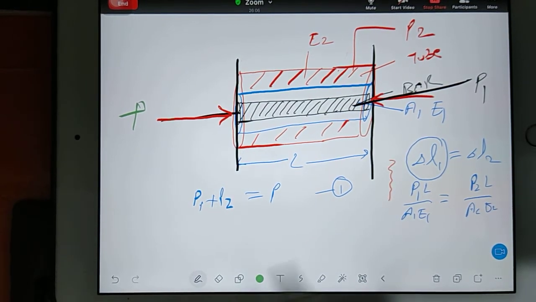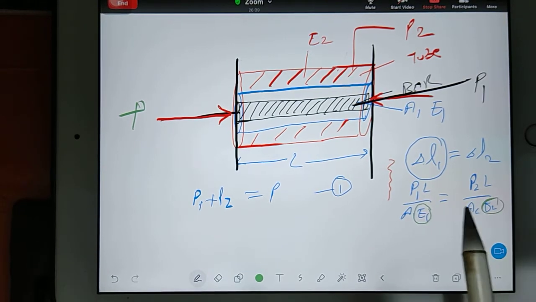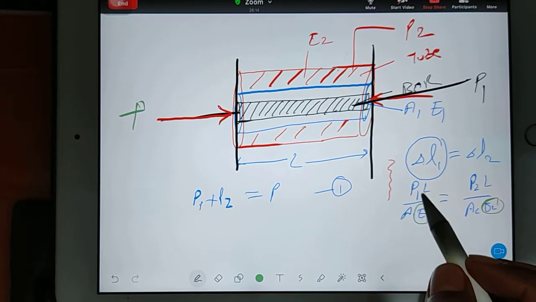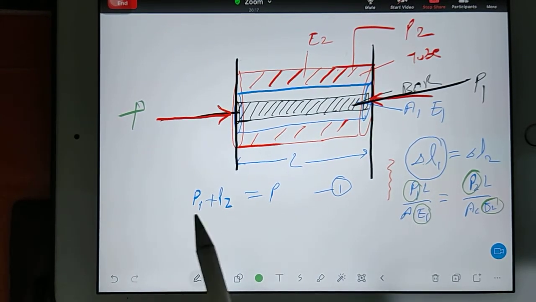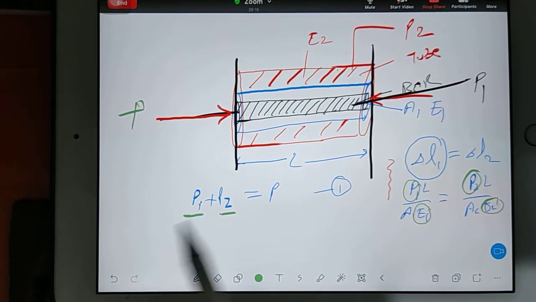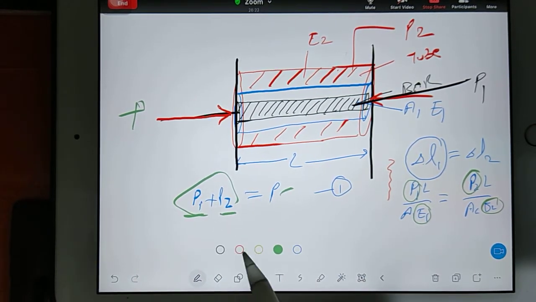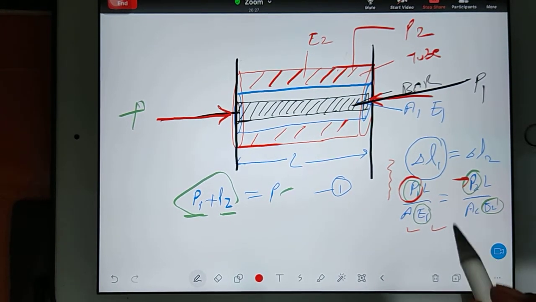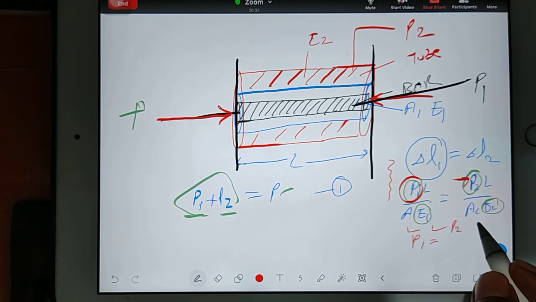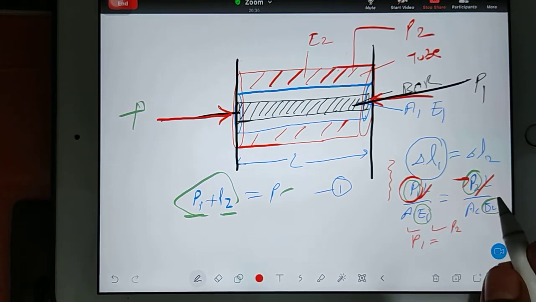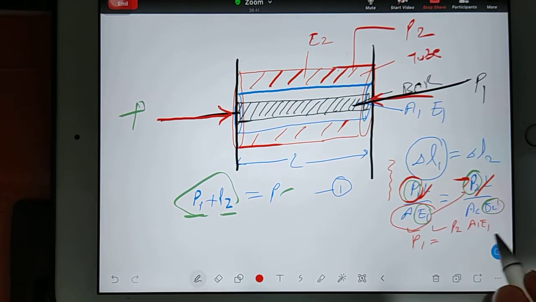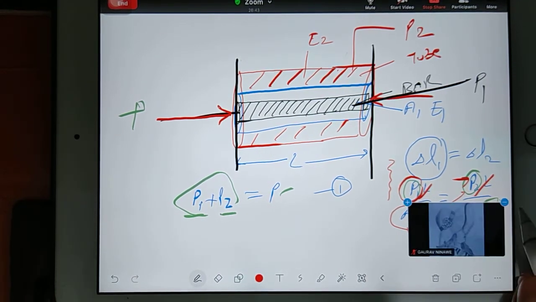Now you understand. This E1 E2 I am writing different because the material is different. One can be plastic, one can be iron, anything. And P1 P2 I am writing different because they both will experience different P1 P2. And P1 plus P2 is going to be P. So our job is from this equation to find out either P1 value or P2 value, any one. So let's find out P1 value, that is going to be P2. Then you can see that L will get cancelled and you send A1 E1 to this side, so P1 equals P2 A1 E1 divided by A2 E2.